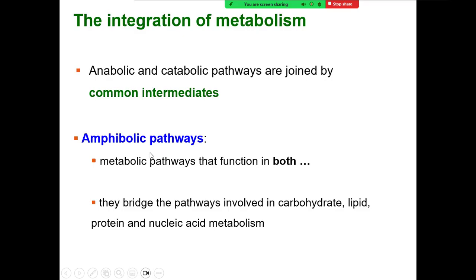We call them amphibolic pathways, a metabolic pathway that can function in both directions, meaning you can digest carbohydrates and make glucose and then send glucose through aerobic respiration the normal way, but you can also take glucose and then make a carbohydrate. And this is true for lipids. You can burn lipids, but you can also take glucose and build up lipids.